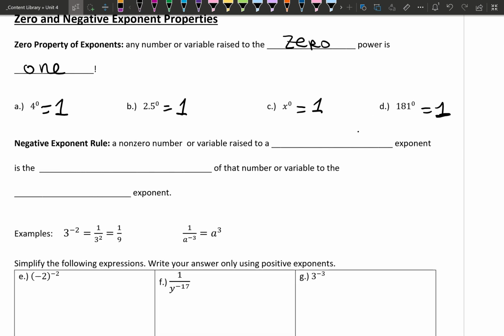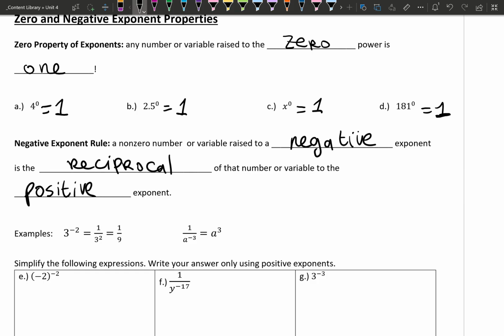The negative exponent rule states that a non-zero number or variable raised to a negative exponent is the reciprocal of that number or variable to the positive exponent. Now, you've heard reciprocal before, specifically when it comes to fractions, right? We've talked about reciprocals when we were solving equations that involved fractions at the very end. The reciprocal is our fraction flipped upside down, which means a negative exponent is on the wrong side of our fraction line. So I like to think of this rule as the flip it rule.